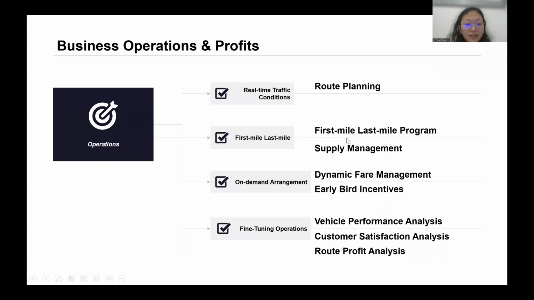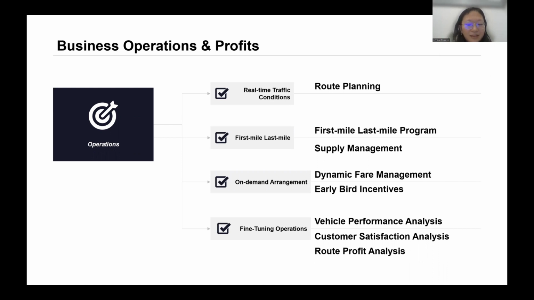Data can support business in at least 4 scenarios. First, real-time traffic condition analysis, which can be used to conduct route planning. Second, first mile, last mile connectivity, from which we design a first mile, last mile program and a supply management system. Third, for on-demand arrangement, dynamic fare management and early bird incentives can be implemented.